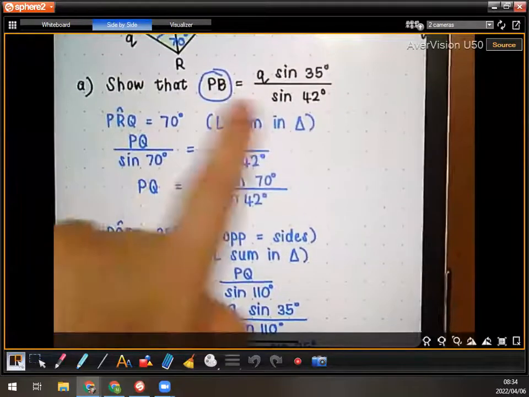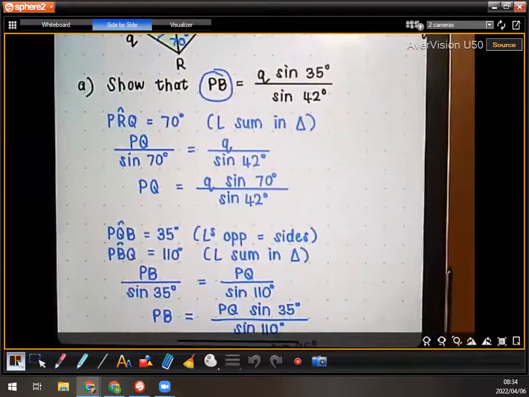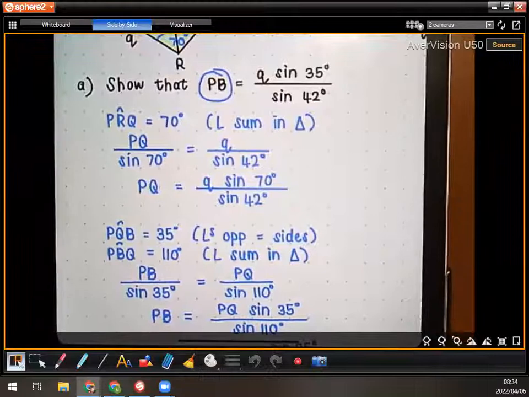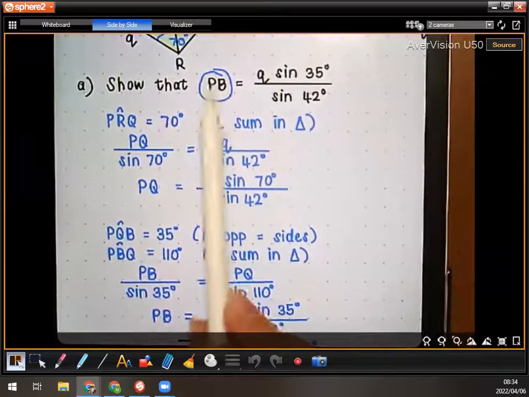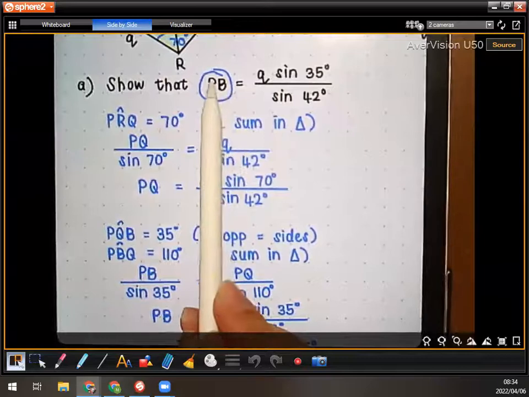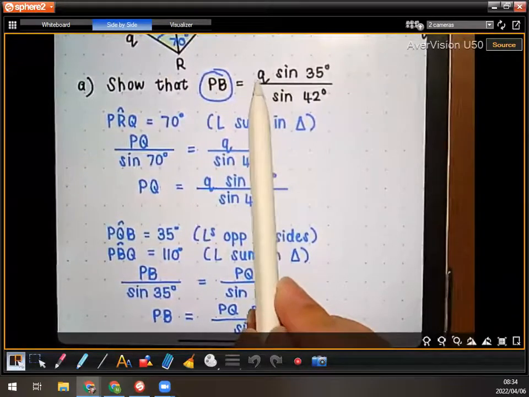But they actually told you in the question what PB is equal to. Meaning that if you're not able to do A, you can still use this in finding your answer to B. Now guys, they told us what PB is now. PB is 54.5. They're asking us to calculate Q.